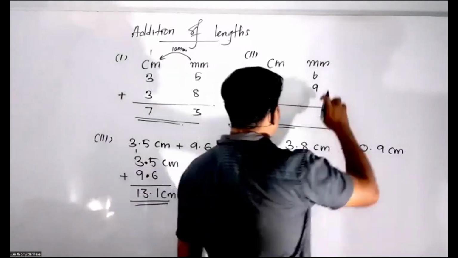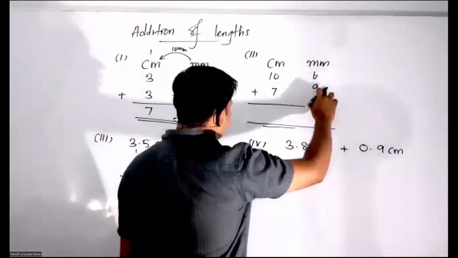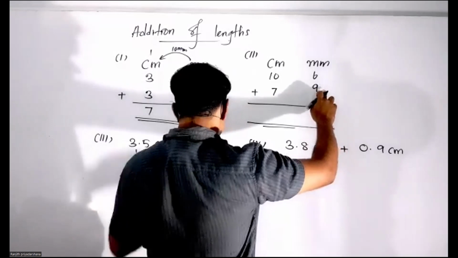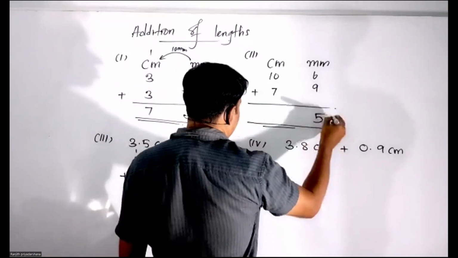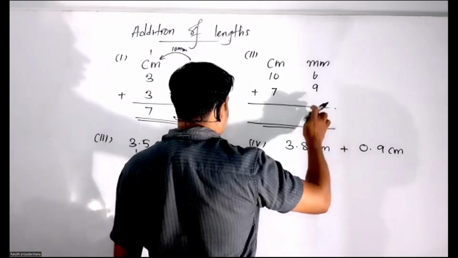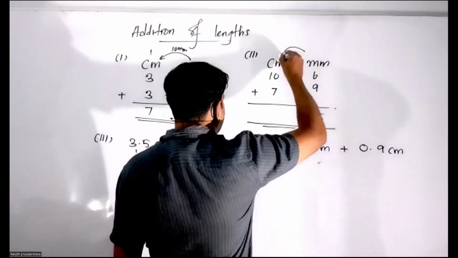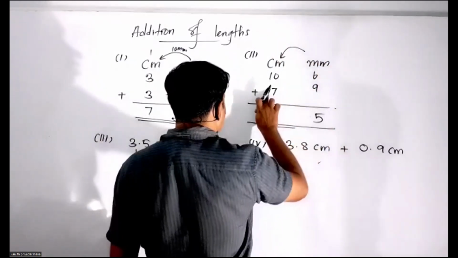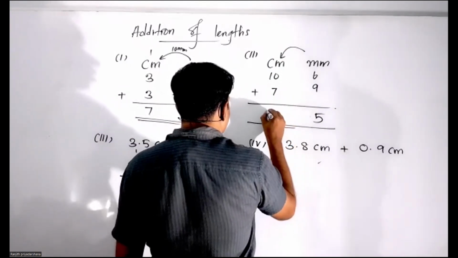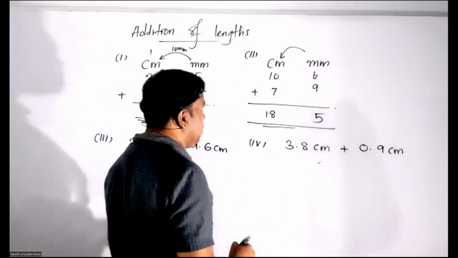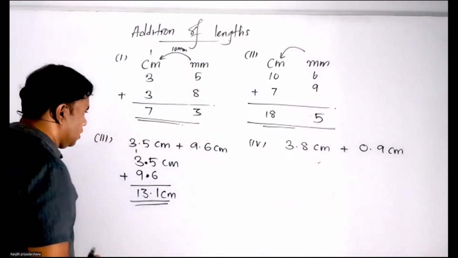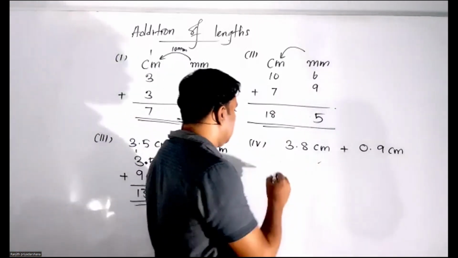So what comes here? 6 plus 9. 15, 5, 1 remains. 1 is taken here. 1 plus 7, 8, 18. 18 centimeters and 5 millimeters. Right? And do the last one.